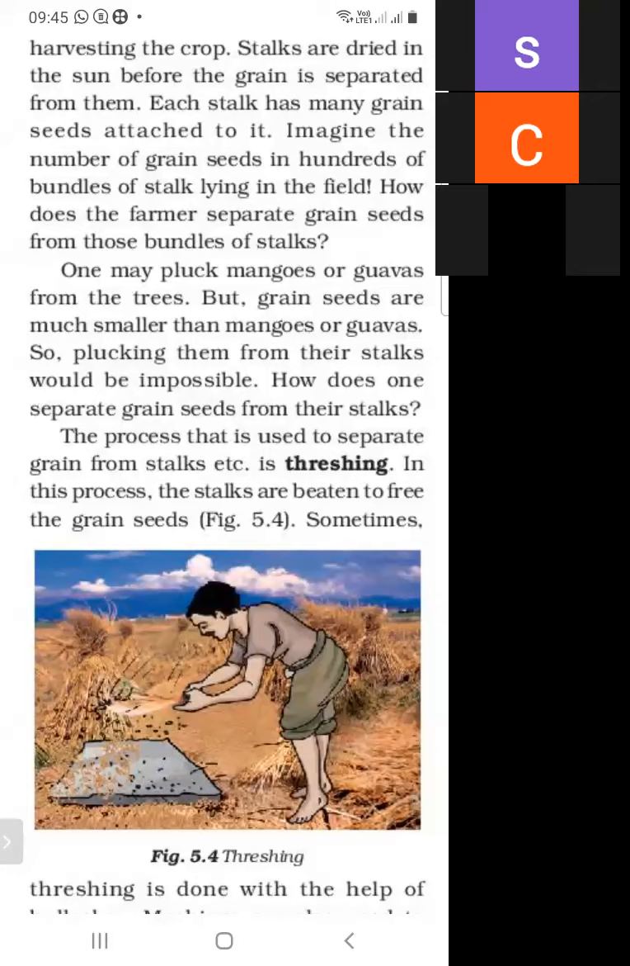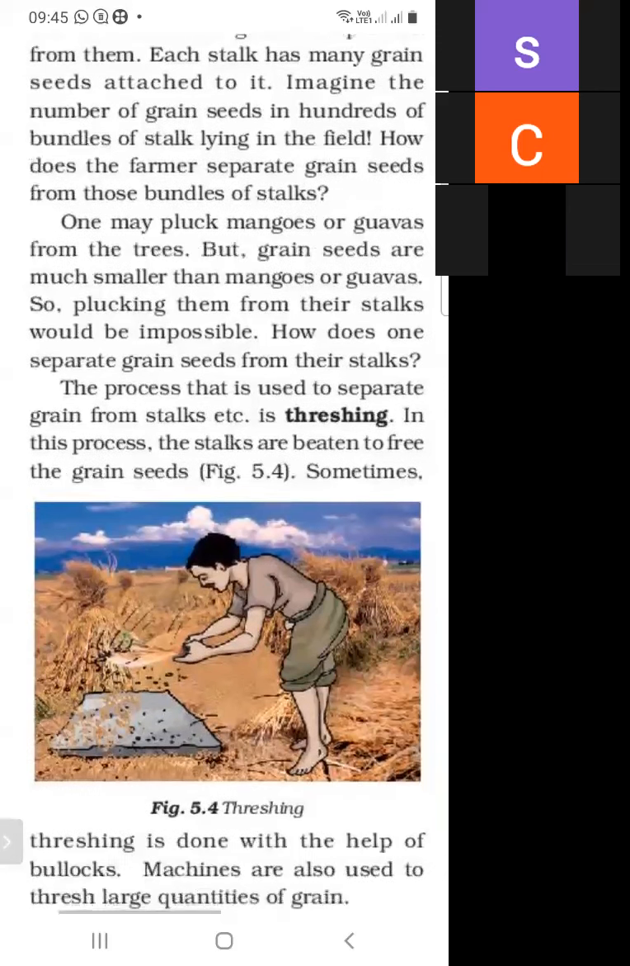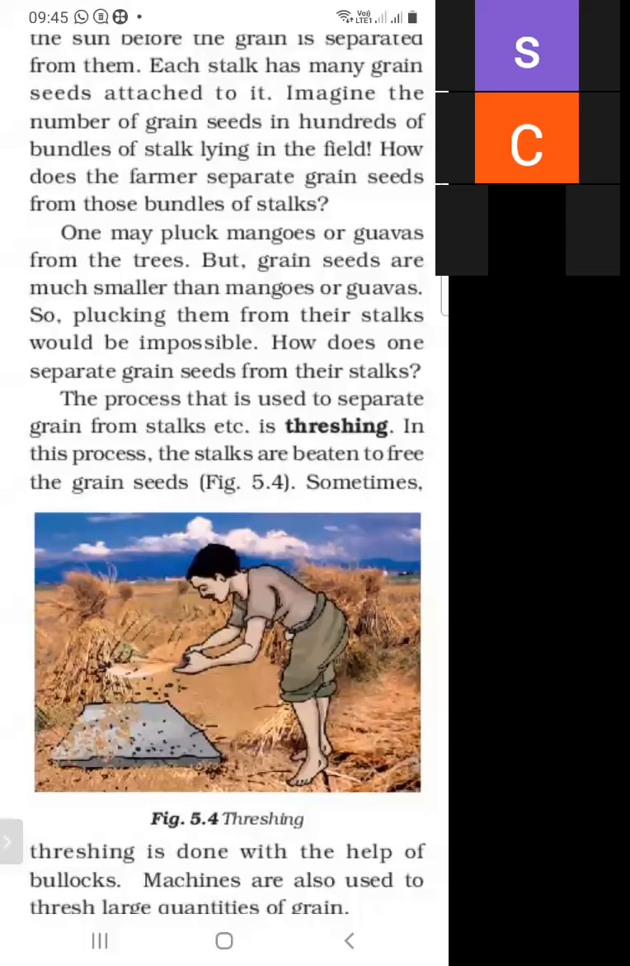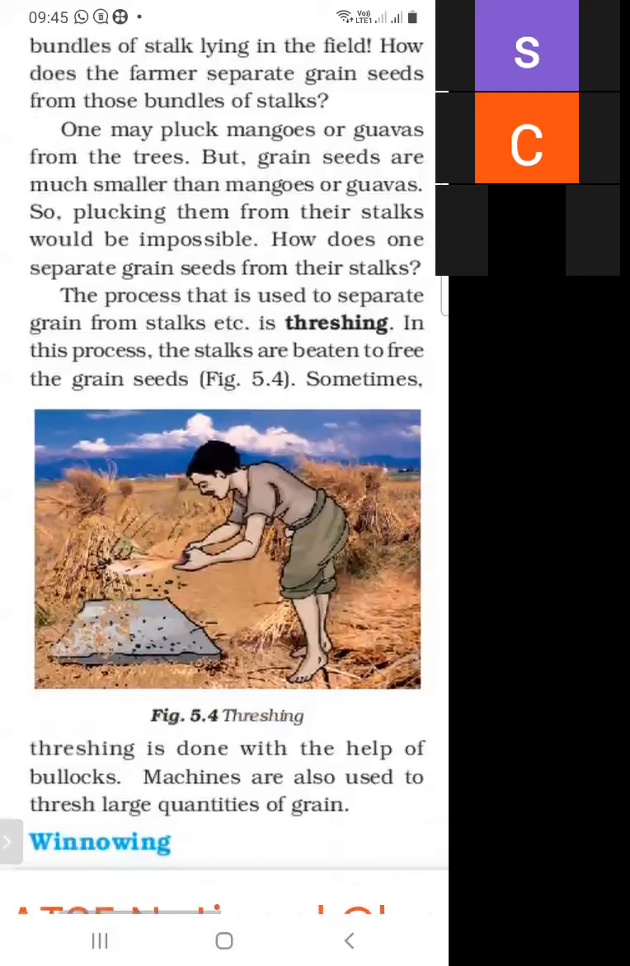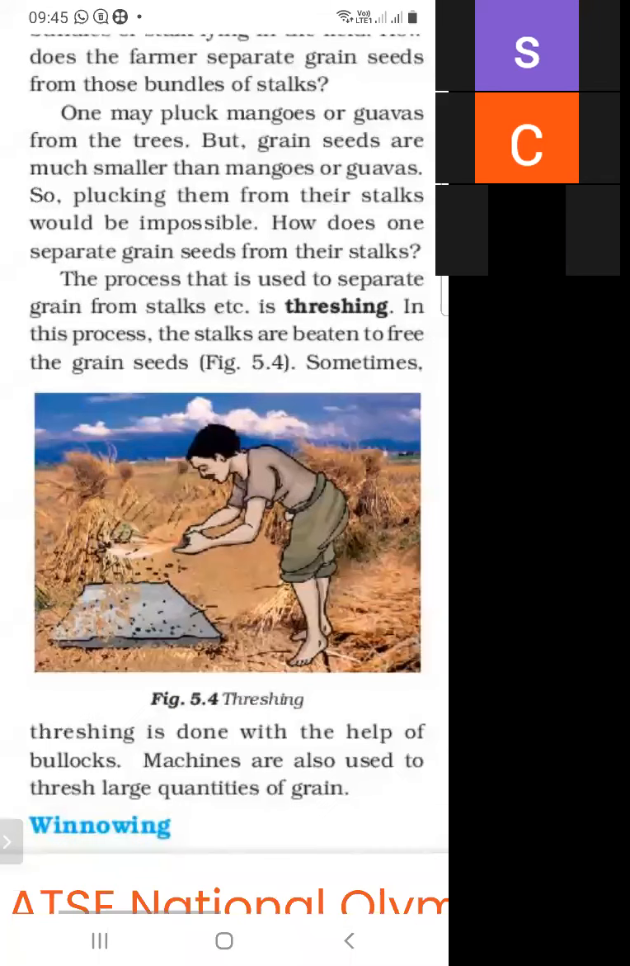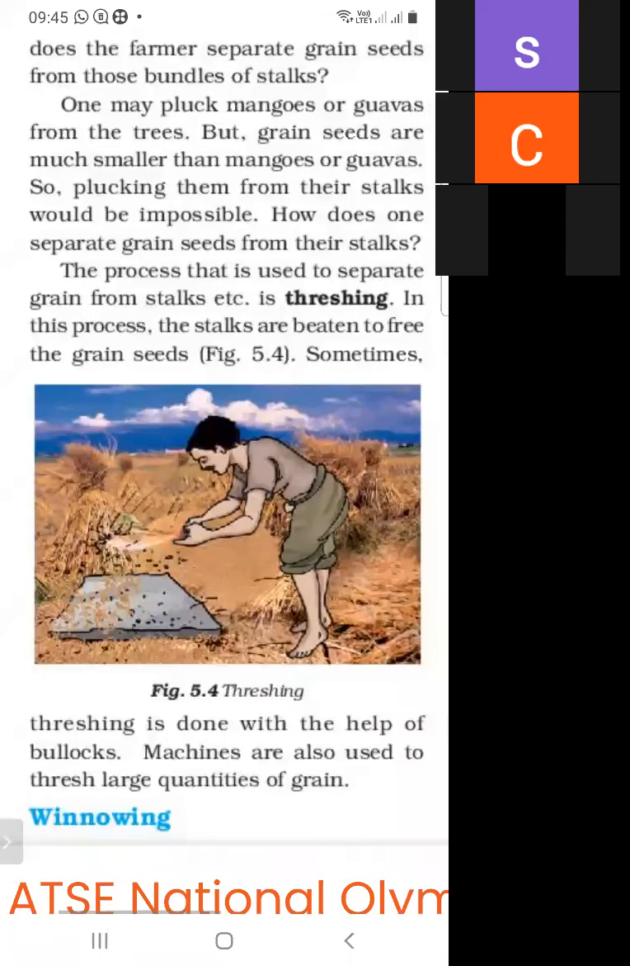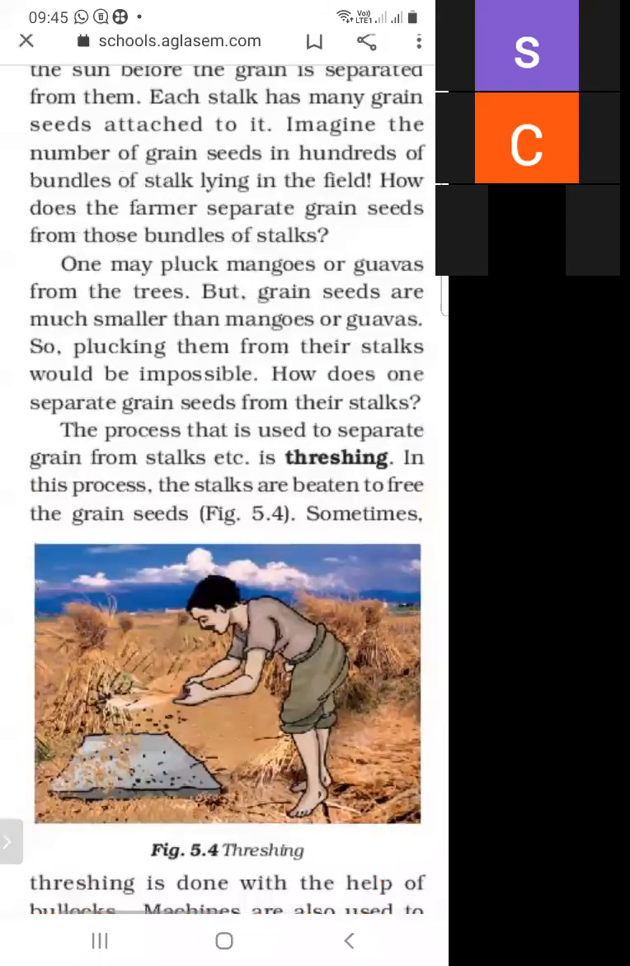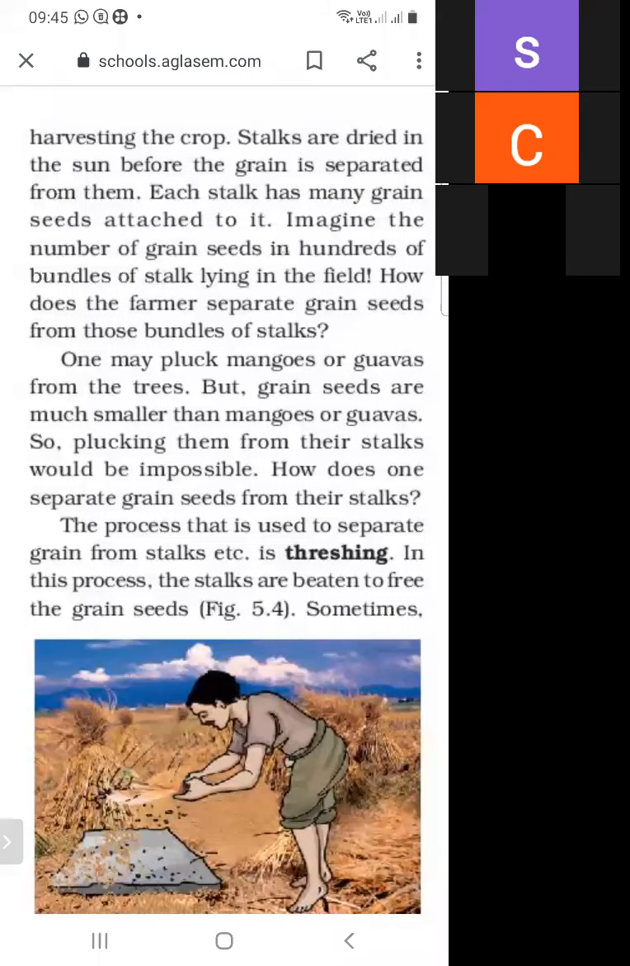With the help of bullocks. And this process is called threshing. Threshing can be done with the help of bullocks or with the help of machines. So what do you mean by threshing? The process that is used to separate grains from the stalks is called threshing.